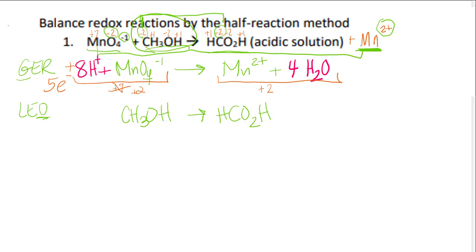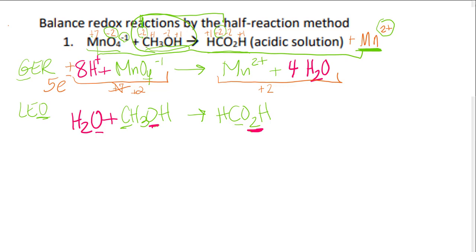Okay, let's balance my carbon. 1 carbon, 1 carbon. We're good there. Now let's balance my oxygens. I have 1 oxygen on the left and I have 2 oxygens on the right. So I need to add an H2O on the left. That now gives me 1 O and 1 O. That's 2 O's to equal the O's on the right.